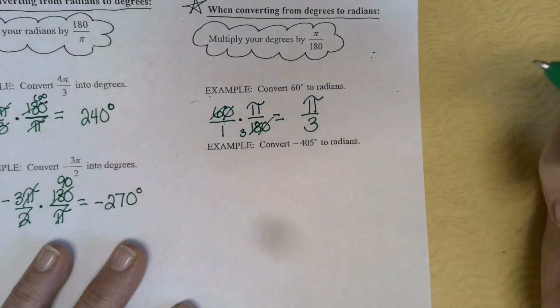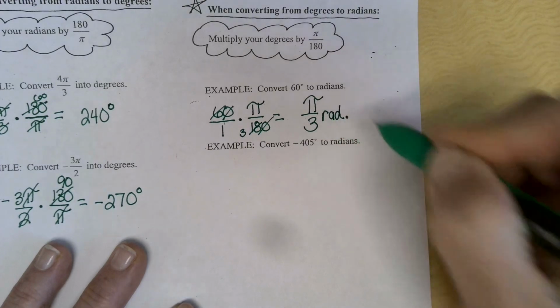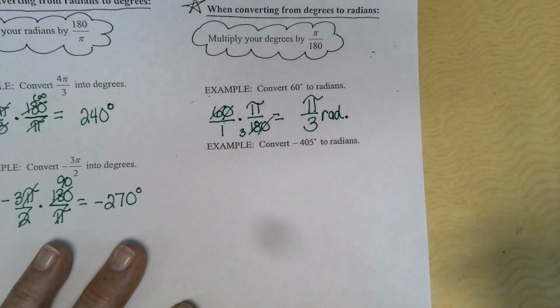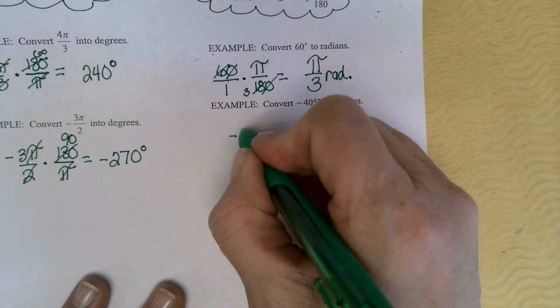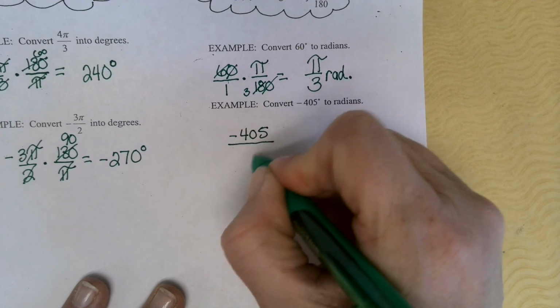Now, pi over 3 what? Pi over 3 radians. And it's important that you label your answer, because pi over 3 is a number, but remember a radian is what, 57 something degrees? And so you've got pi over 3 radians. You need to have the measurement with it, okay? And then if we're going to convert 405, this one will be a little bit harder. You might want to pick up your calculator.